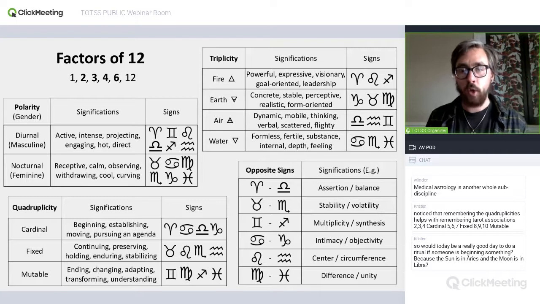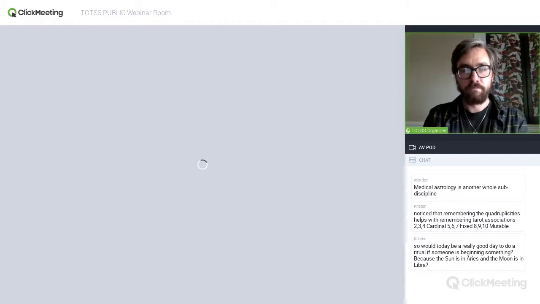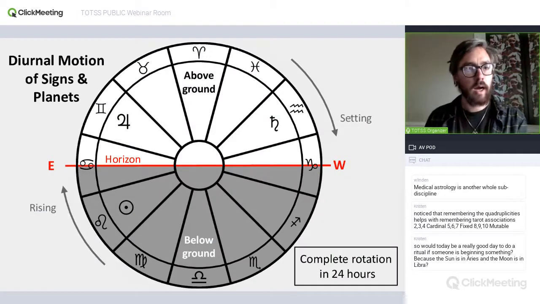Leo is center, Aquarius is circumference. Virgo focuses on difference, and then Pisces is interested in unity. And again, those are just examples. There's lots of other contraries that we could generate as well, but just to give you some sense of how that works. Yeah, so let's just move on here.